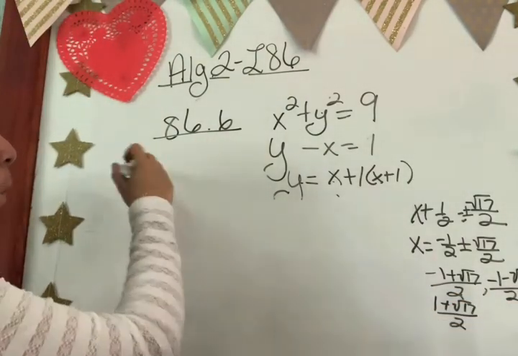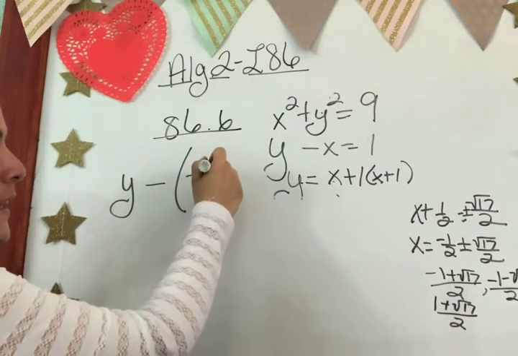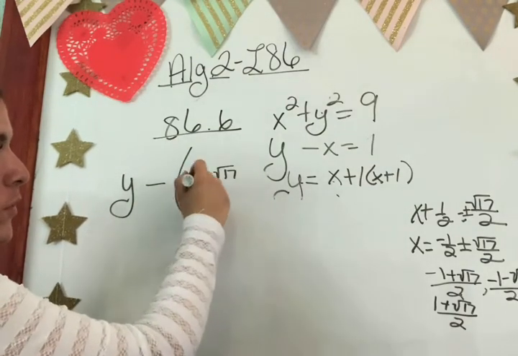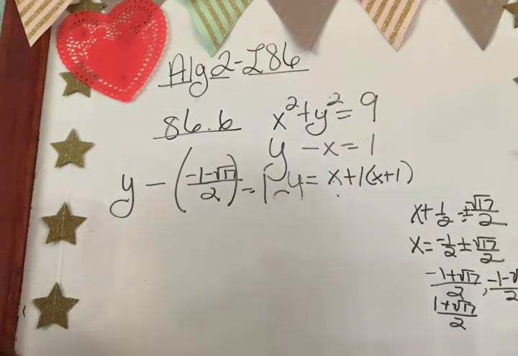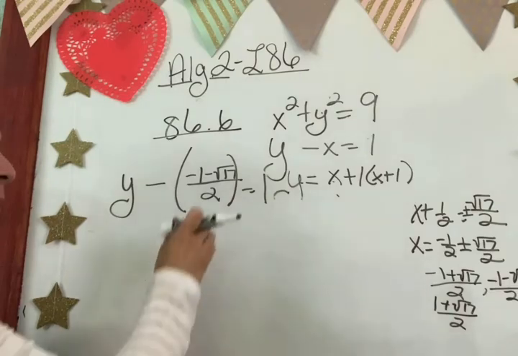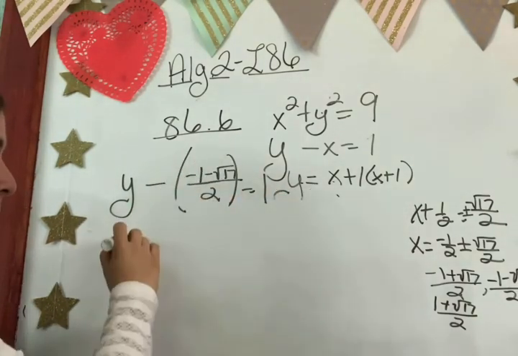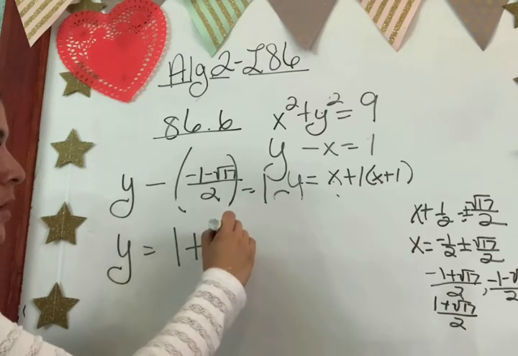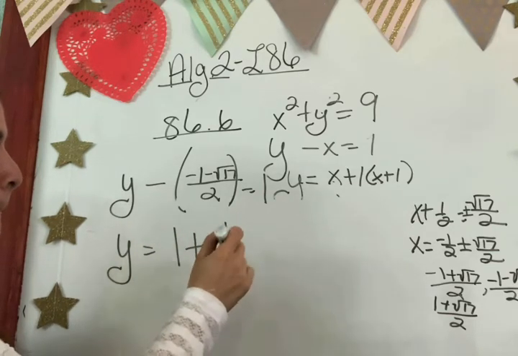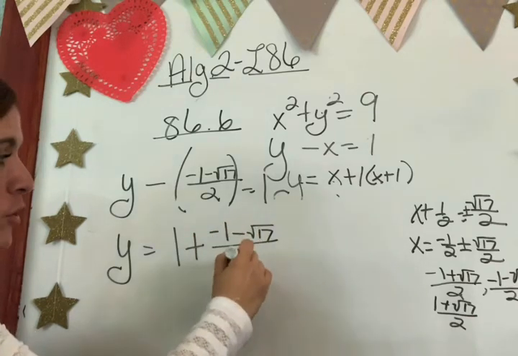So now we have y minus, again, negative 1 minus square root of 17 over 2 equals 1, right? Now I'm going to make it easier on myself this time, and I'm just going to move all this over here as a plus, because that's what's going to happen if you go back and forth with all that. So y equals 1 plus negative 1 minus square root of 17 over 2.